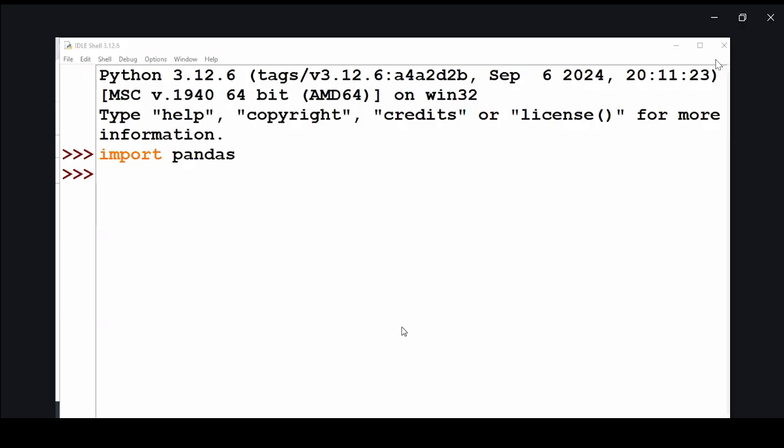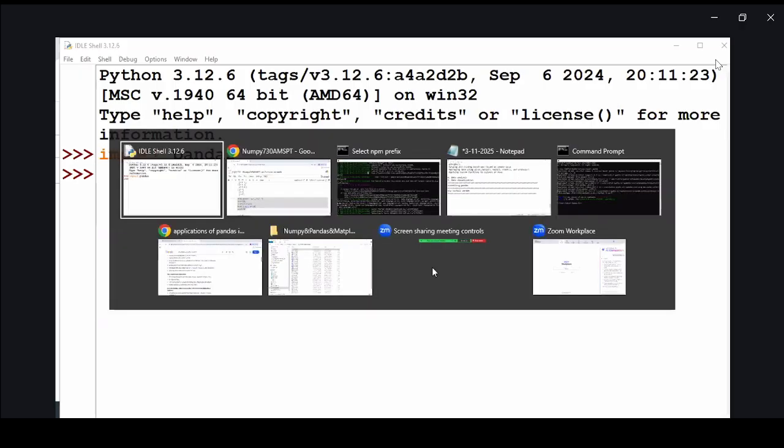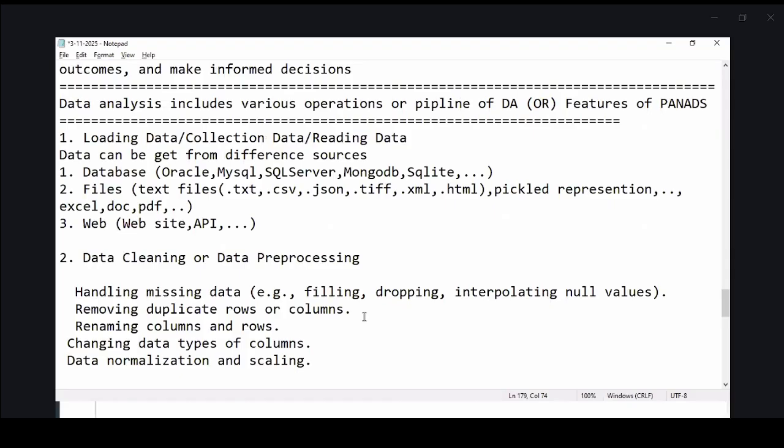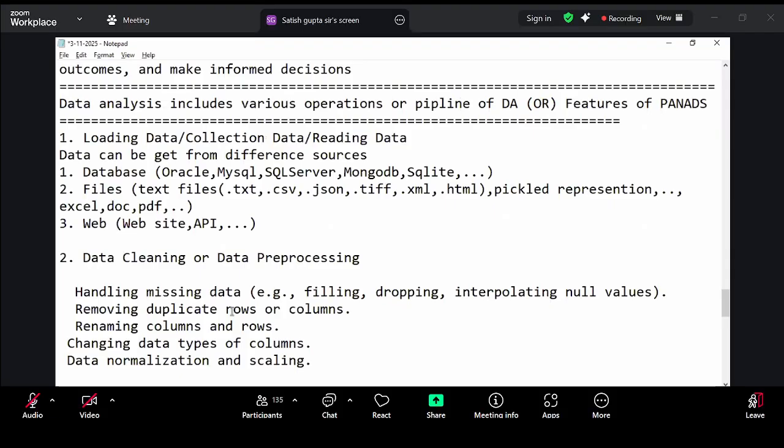Then it is in the form of a notebook. Understood? Right? So it is completely different. Anyway, we'll talk about how to work with pandas. So you understood? So NumPy for data analysis.